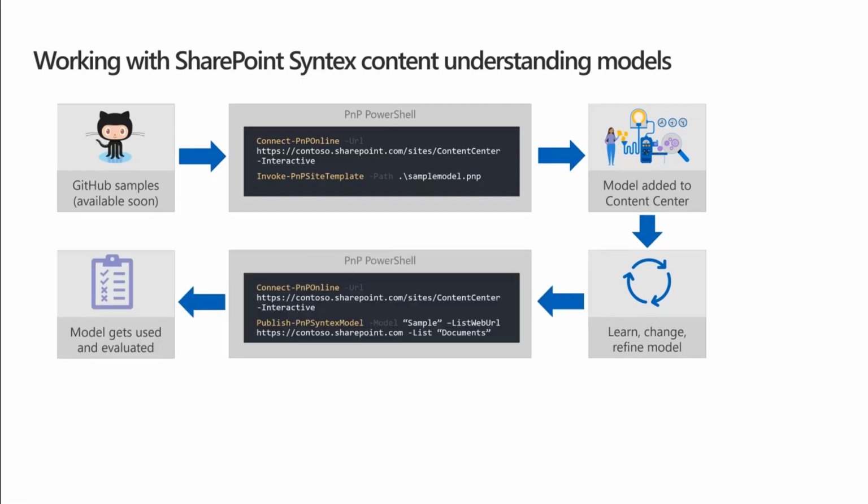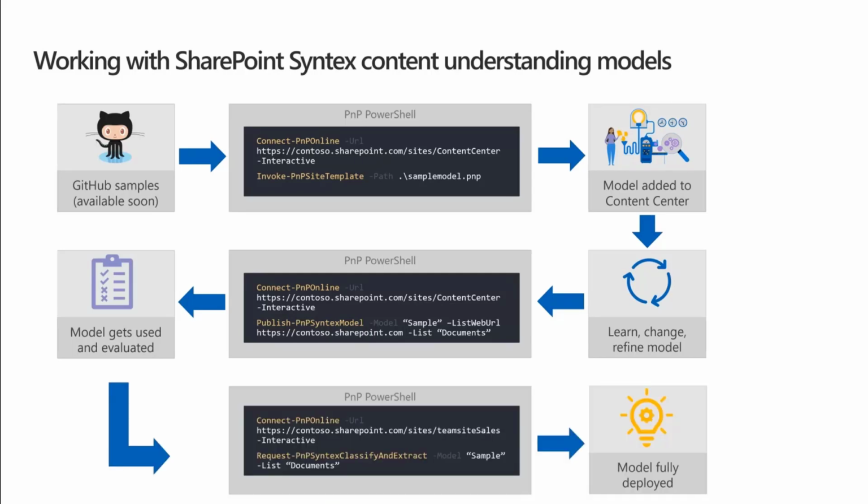What James did in the demo was picking a site, picking a library, saying like, model apply to this library. Well, you can also do this using PowerShell, using the Publish-PnPSyntaxModel commandlet, which then gets the model applied to a library.